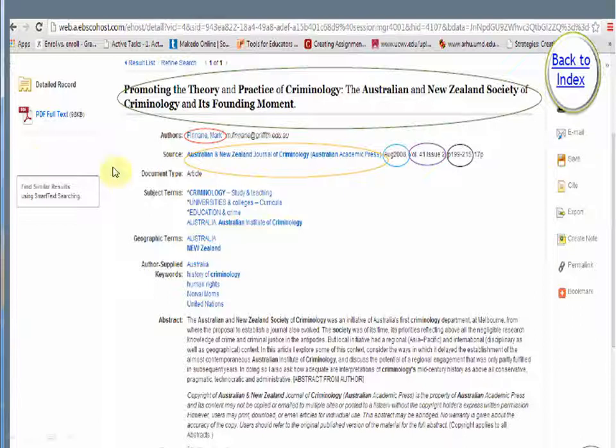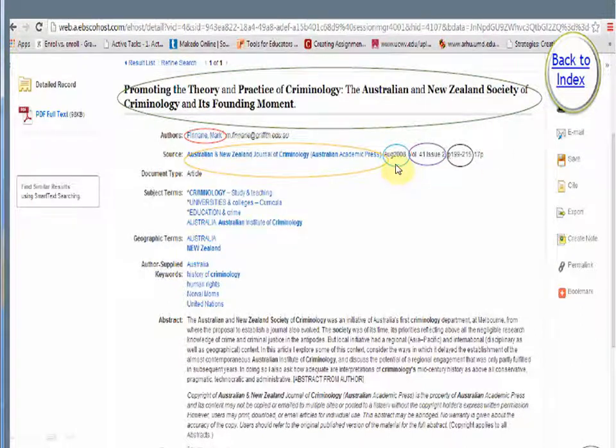So, you will see the author is there. And then this, Promoting the Theory and Practice of Criminology, is the title of the article, not the title of the journal. Therefore, this title will not be in italics. Okay, very important to remember that. Promoting the Theory and Practice of Criminology will be the title of the article. The title of the journal is here, Australia and New Zealand Journal of Criminology. This will be in italics because it's the title of the whole source.